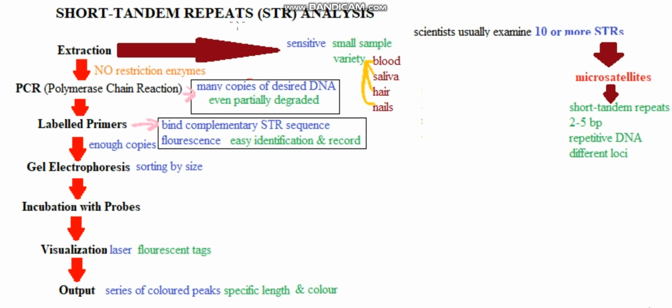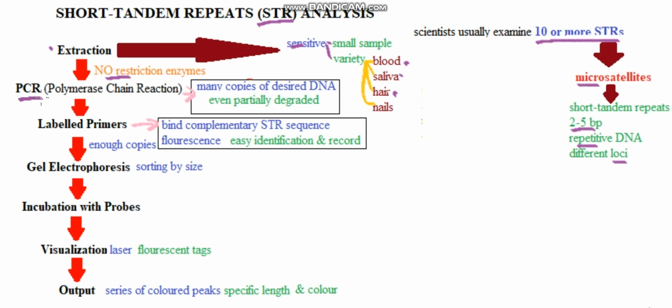Another technique that we're going to be discussing is the short tandem repeats or STR analysis, in which scientists usually examine 10 or more STRs, also called microsatellites, which are basically 2 to 5 base pairs of repetitive DNA present at different loci. This technique also begins with the extraction of DNA from the sample, and this step is very sensitive, so even a small sample is sufficient, and it can come from a variety of sources including blood, saliva, hair, and even nails. No restriction enzymes are involved in this procedure.